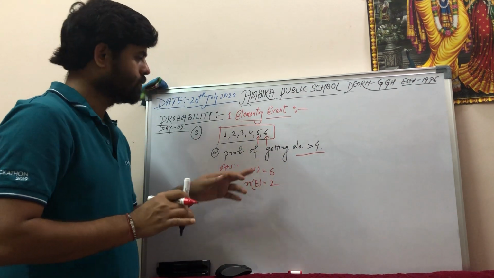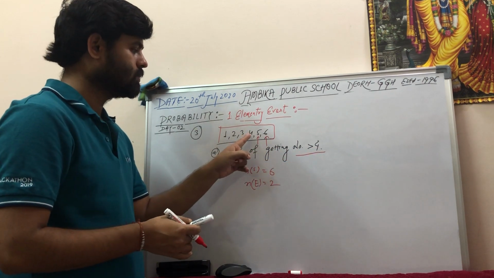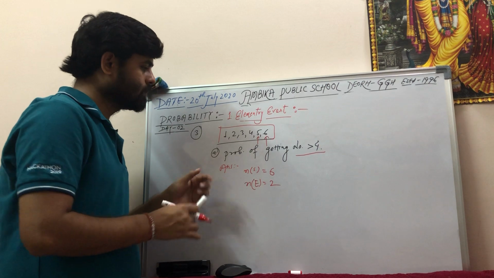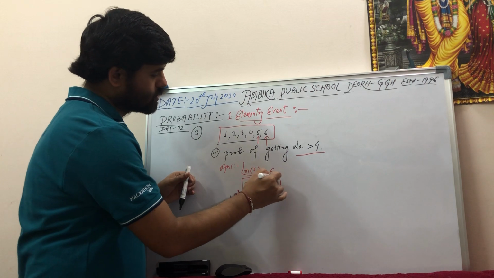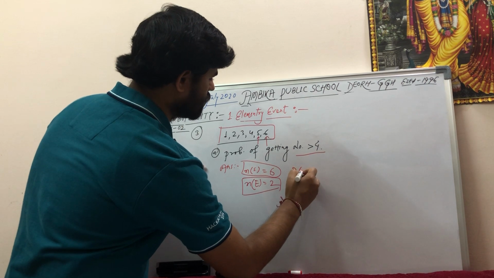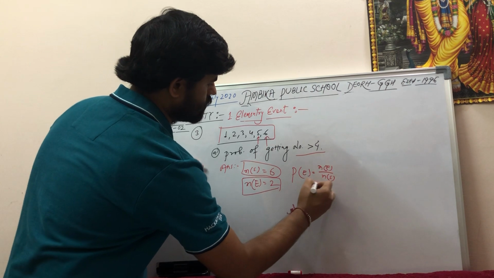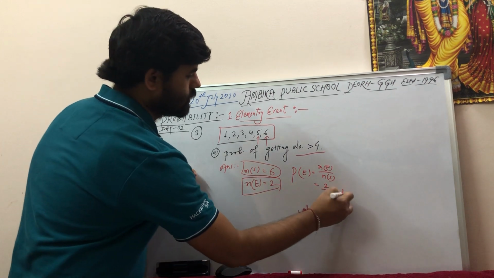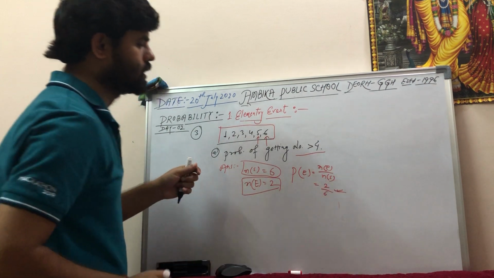Any doubt? Getting a number greater than 4, which numbers are bigger than 4? 5 and 6. So the favorable outcomes for this question is 2. That is, number of events equals 2 and number of sample space equals 6. So the probability of the event equals number of events by sample space: event is 2, sample space is 6. You can write it as 1 by 3, but do not write it now. Just think about it.